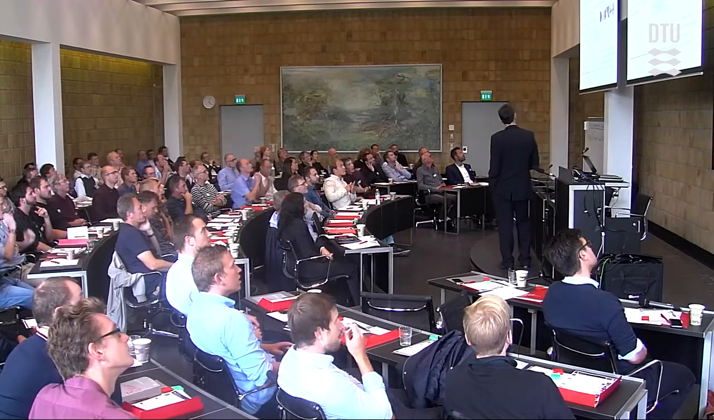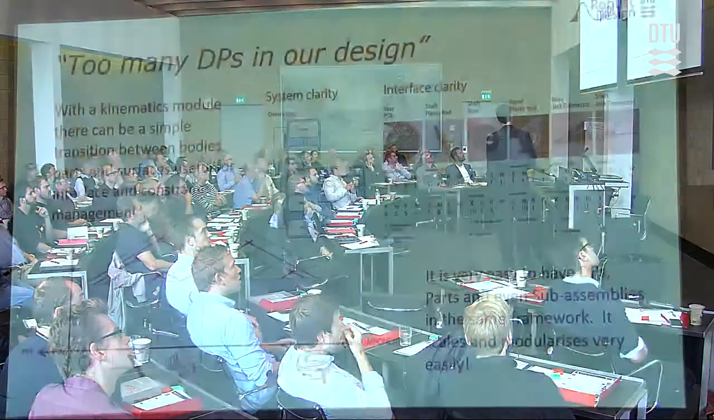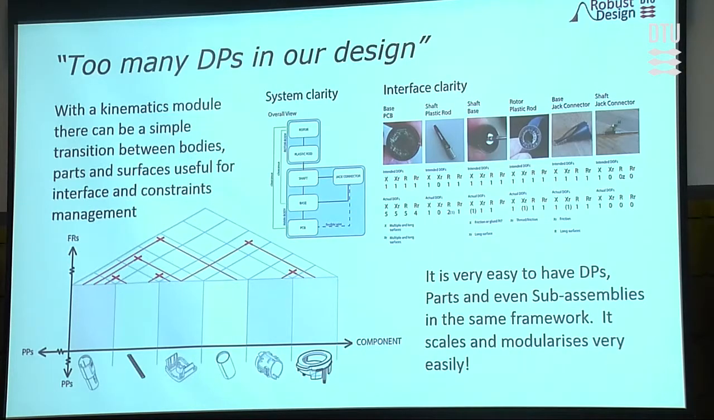So if we ask, we've got too many design parameters in our design. Well, when we're doing kinematic design, you can cope with it quite easily. You can club design parameters together within components. You can club components together within bodies. You can lump them, you can have analyses on dimension levels with parts, subsystems, even assemblies. And it all works at different scales. So I think we've got complete modularization here.